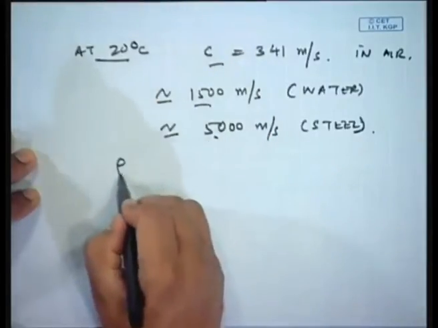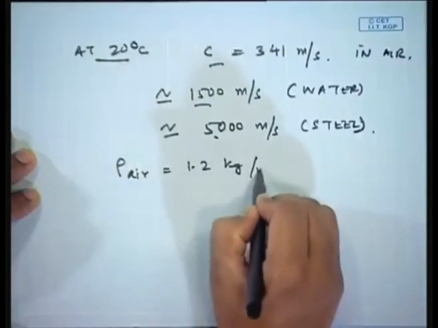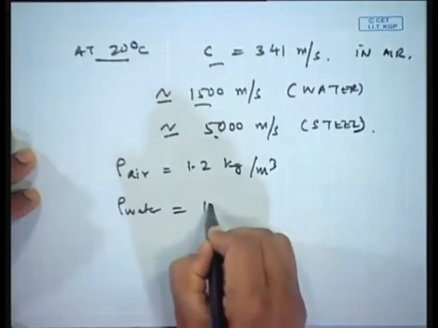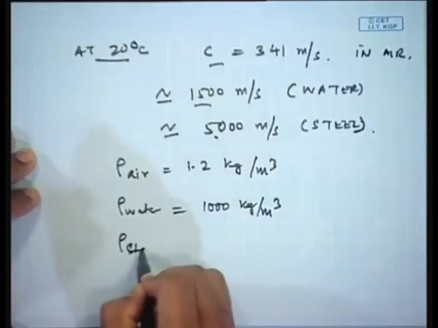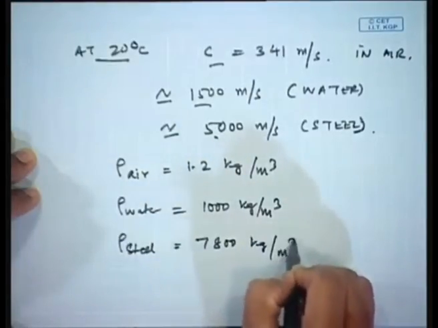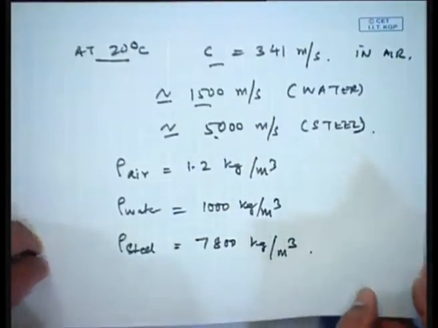Okay. And density of air is 1.2 kg per meter cube. Density of water is 1000 kg per meter cube. Density of steel 7800. Okay. So, certain values you have to keep in mind.